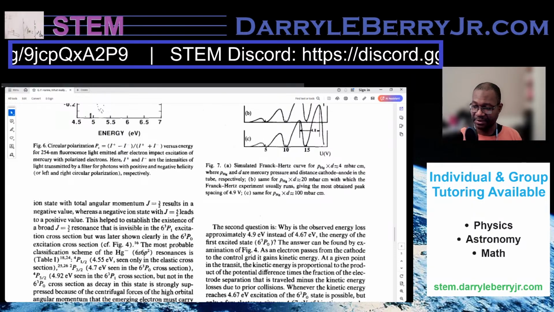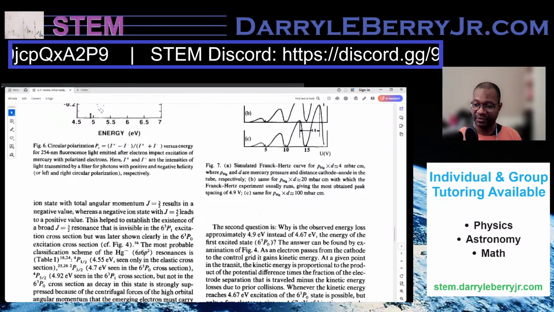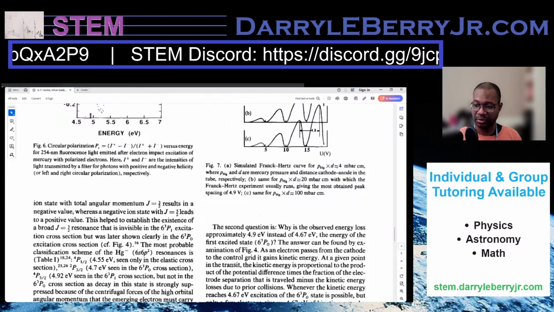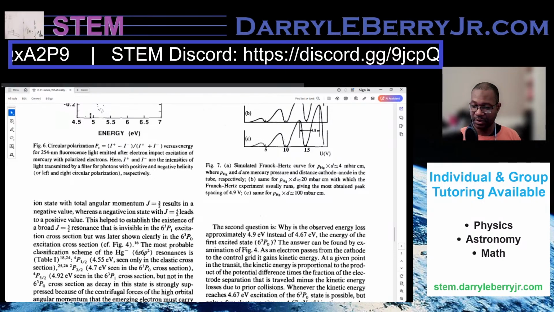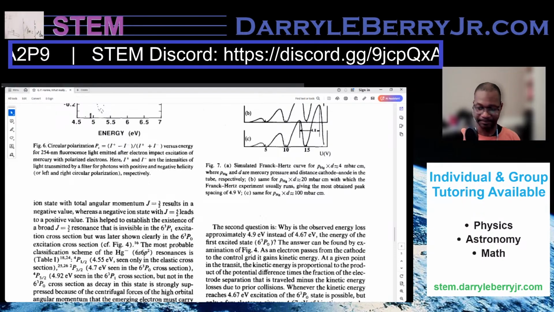This helped to establish the existence of a broad J equals 3 over 2 resonance that is invisible in the 6³P1 excitation cross-section, but was later shown clearly in the 6³P0 excitation cross-section. So all of this talk of the different levels just still is going over my head.